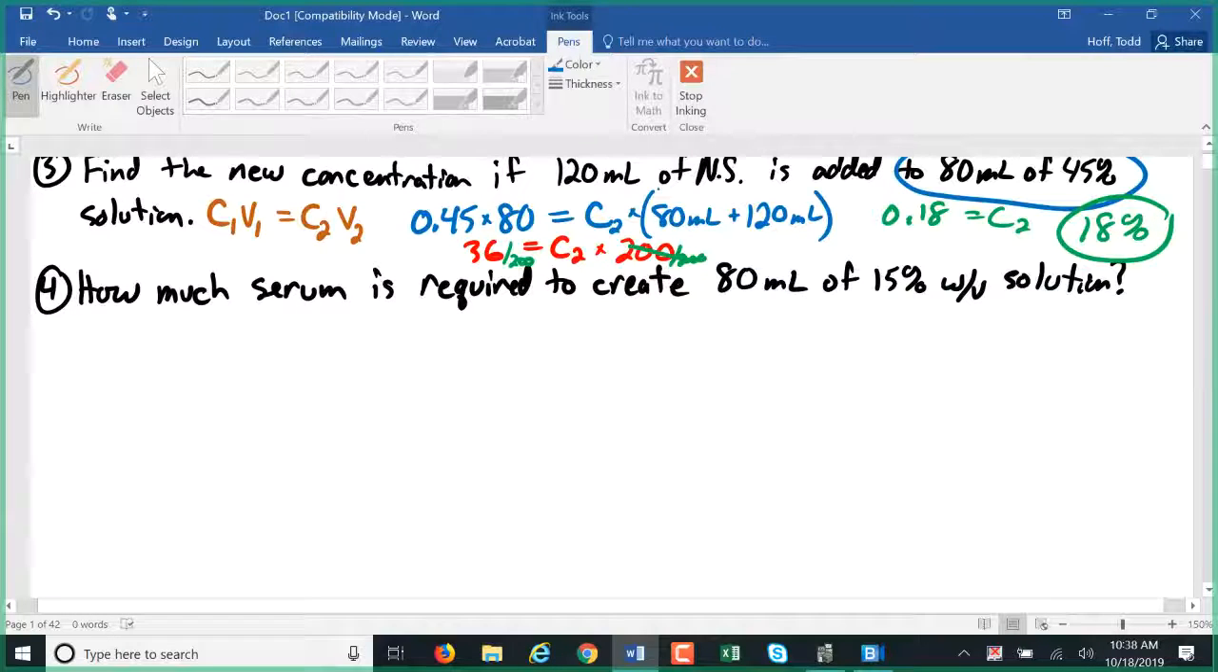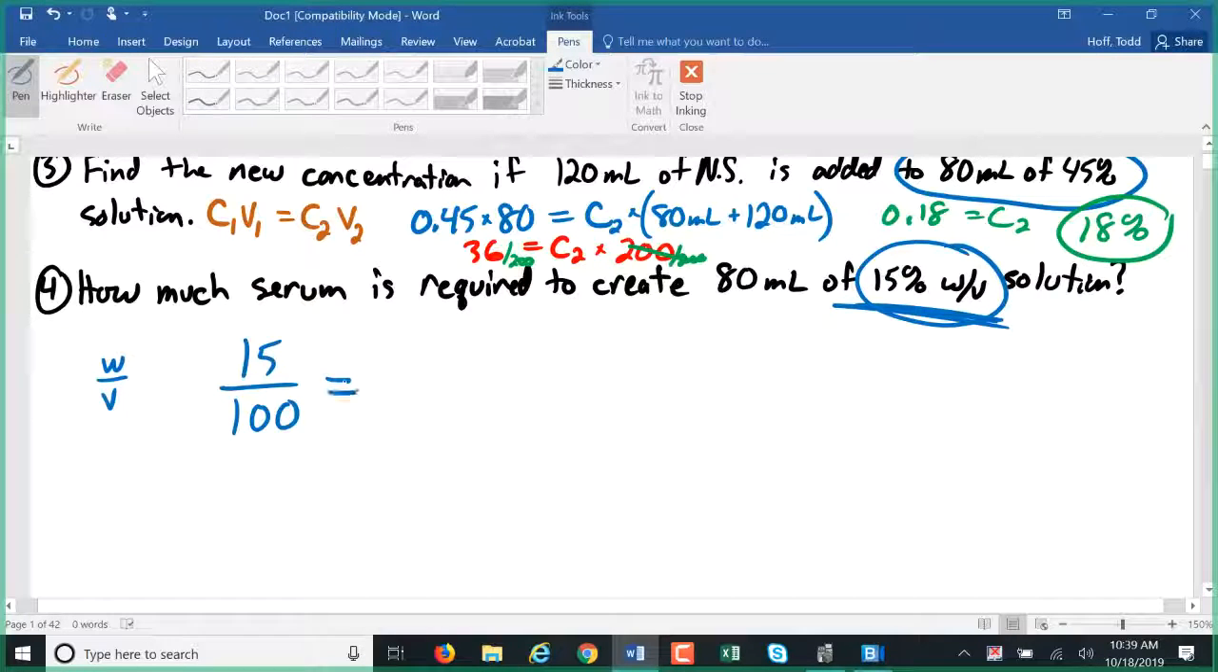Number 4, how much serum is required to create 80 milliliters of a 15% weight and volume solution? So here's our key right here, 15% weight and volume. 15% means there's a ratio of 15 out of 100. The weight and volume is significant because that tells us what units are going to be on the other side. Weight and volume means that the weight, technically it should be mass, is measured in grams, and the volume is measured in milliliters. A weight and volume solution, that's always the standard.